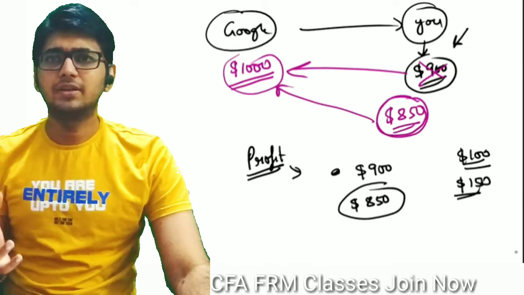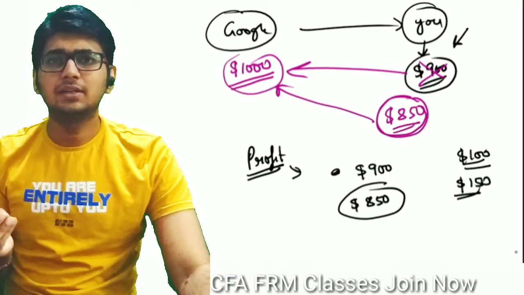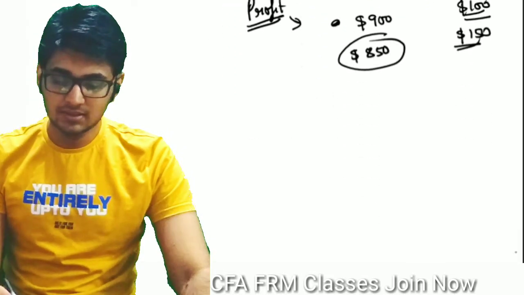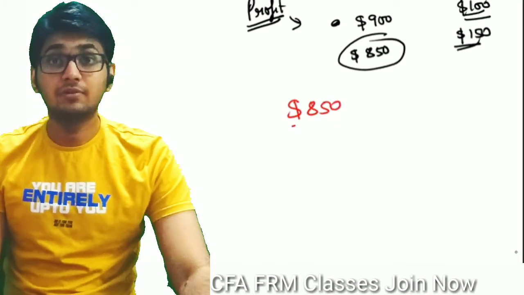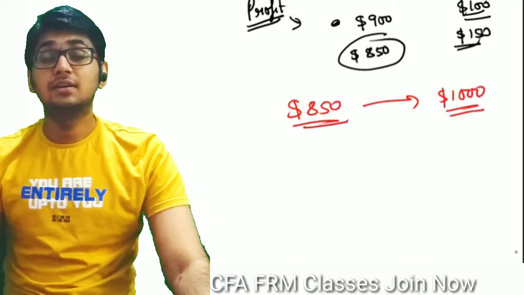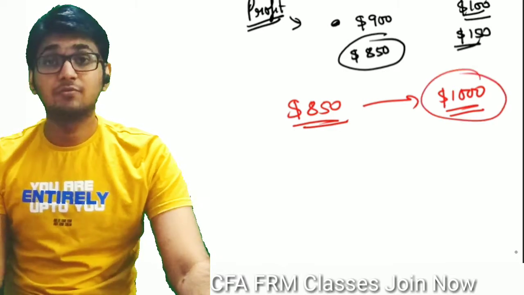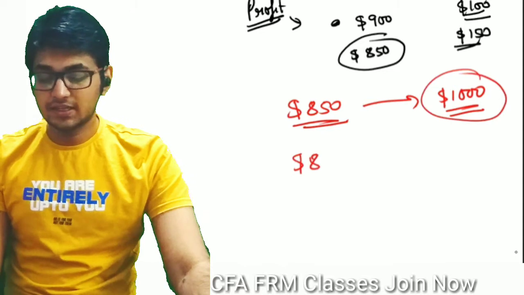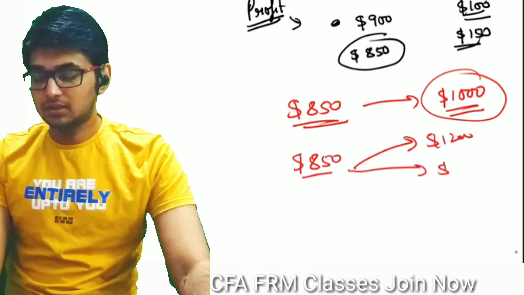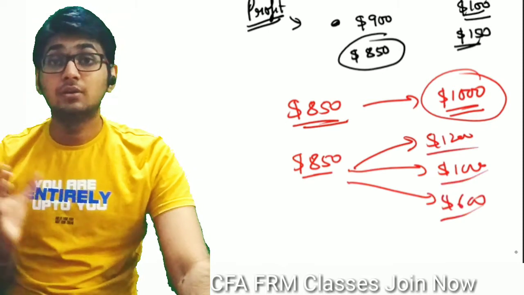Clear? So don't take it that you have understood the whole fixed income. This is just a glimpse of the idea that you are going to get a fixed amount of income. What is that fixed income? Today you are giving $850 and now you are sure that after the year ends, you are going to get $1,000. This is your fixed income. But if you invest $850 in equity, it can reach $1,200. It can reach $1,000. It can also reach $600. You are not sure what you are going to get.